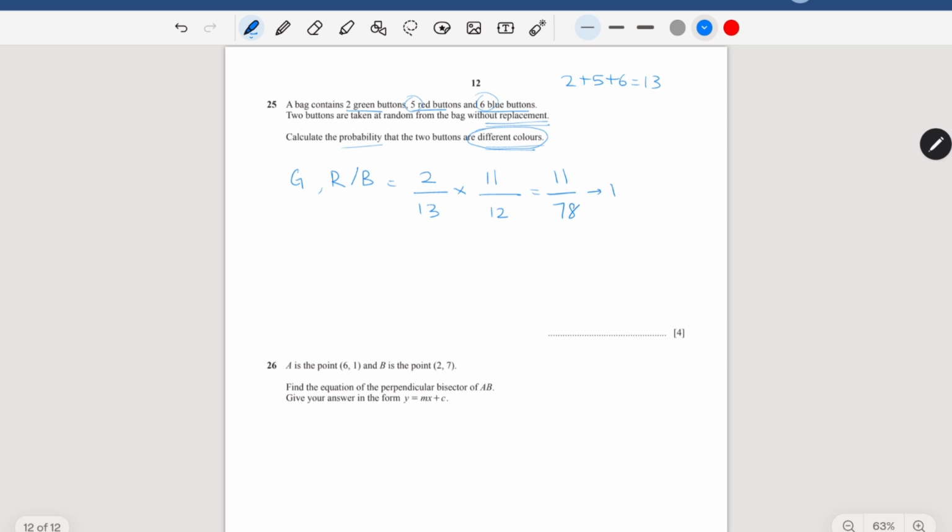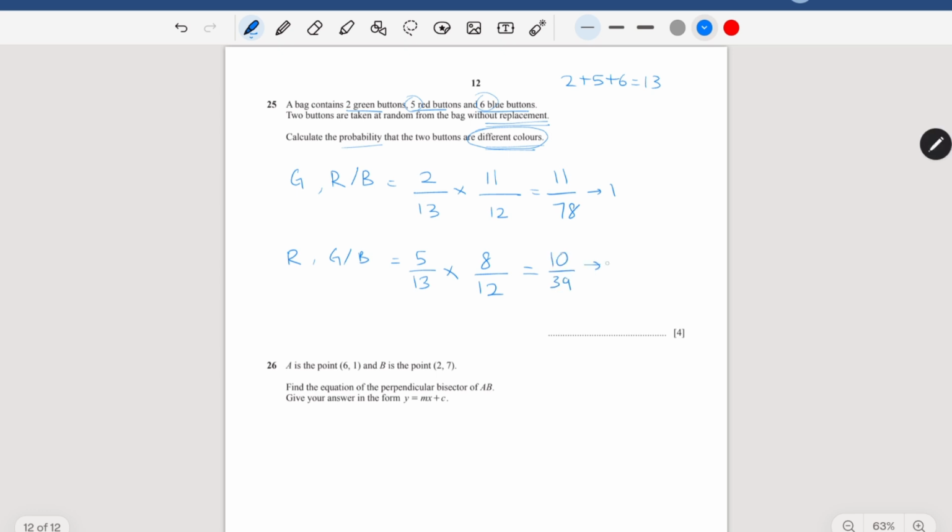Okay, now let's go for the second case. Let's say instead of taking a green button, now you are taking a red button first, and then the second button could be green or blue. So for the red button we have 5 over 13, times green and blue buttons, we have 6, 7, 8 buttons. Okay, 8 out of 12. So 5 over 13 times 8 over 12 equals 10 over 39.